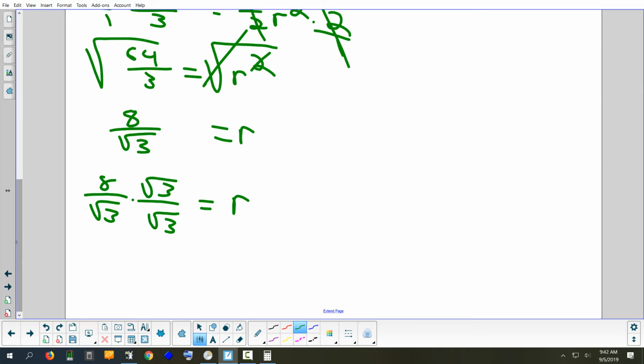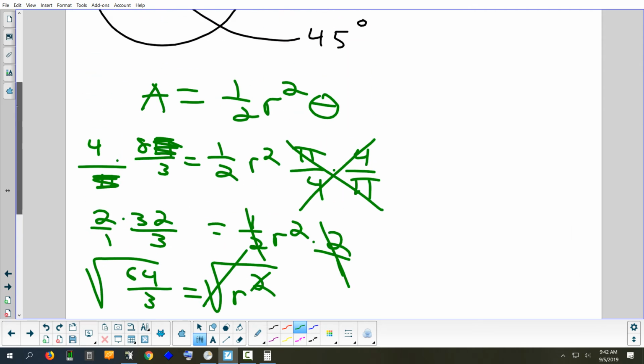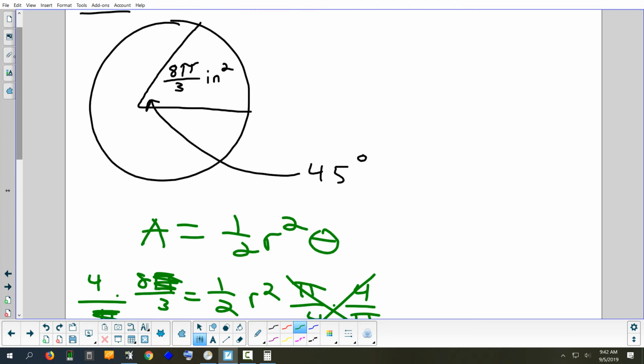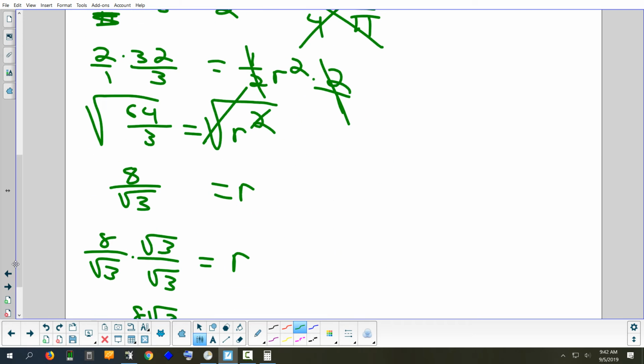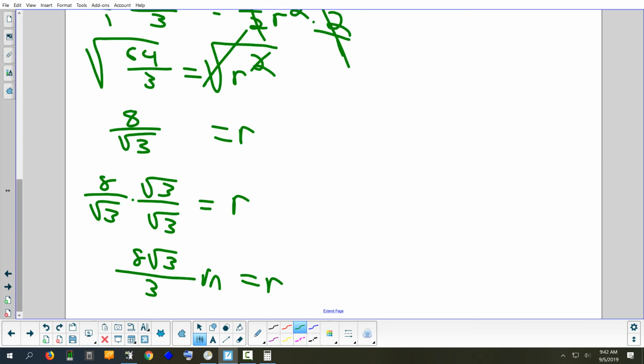Okay. And normally I would just do the answer in that step, but I'm writing it out step by step. So now you get 8 square root of 3 in the top. What about in the bottom? 3. Yeah. And that's my radius. So I say, okay, radius is length. My lengths in this problem are inches, not inches squared. Okay. Length is just inches.